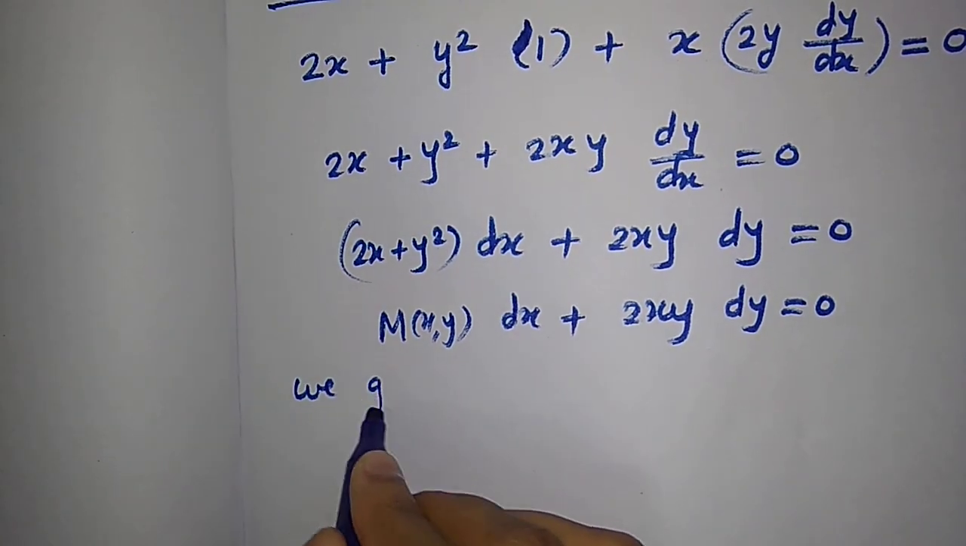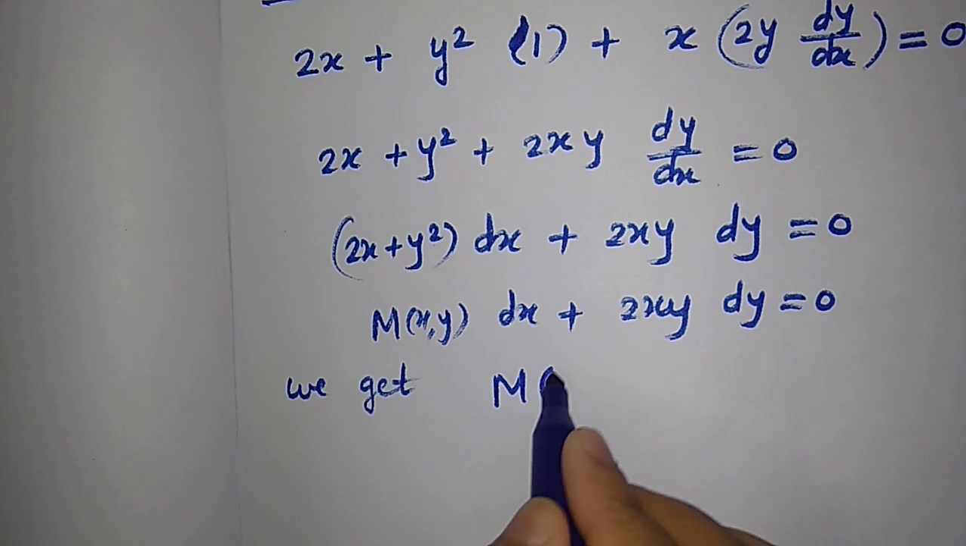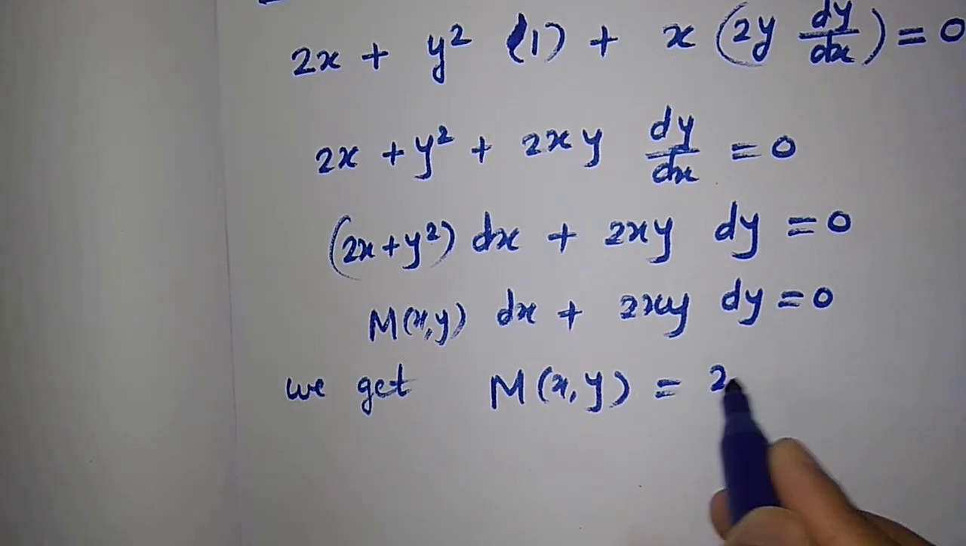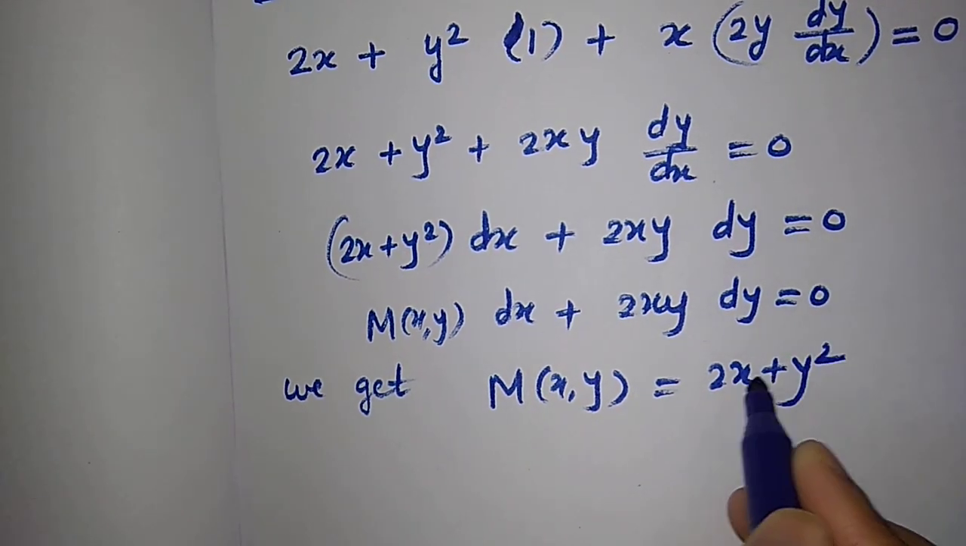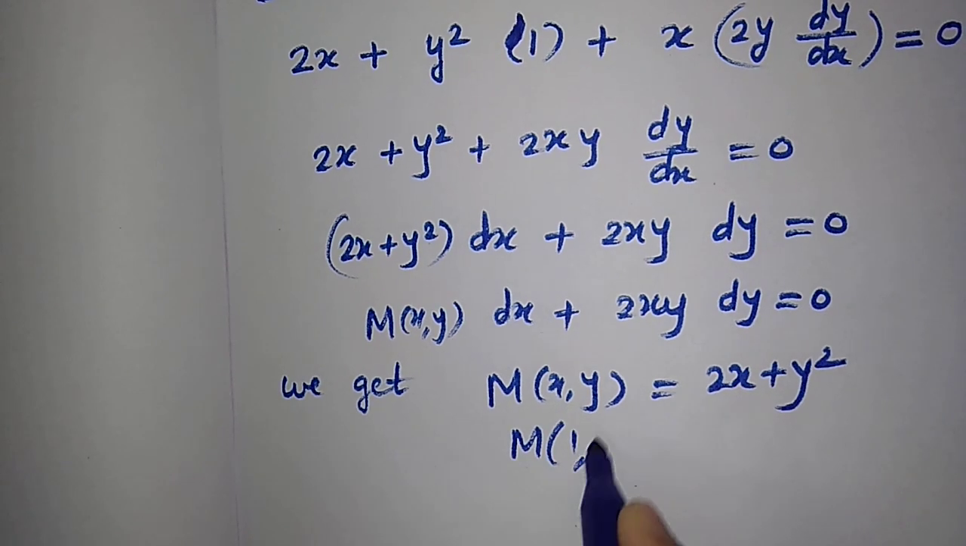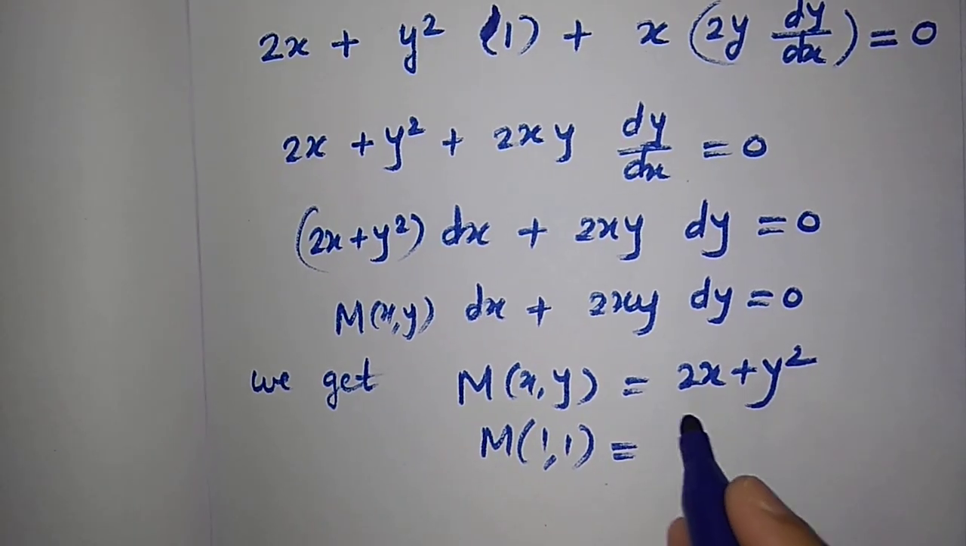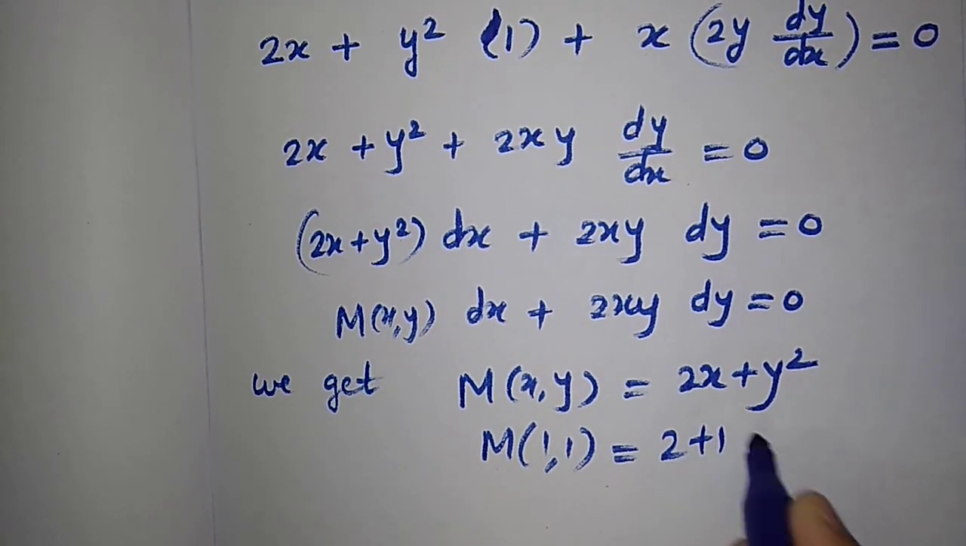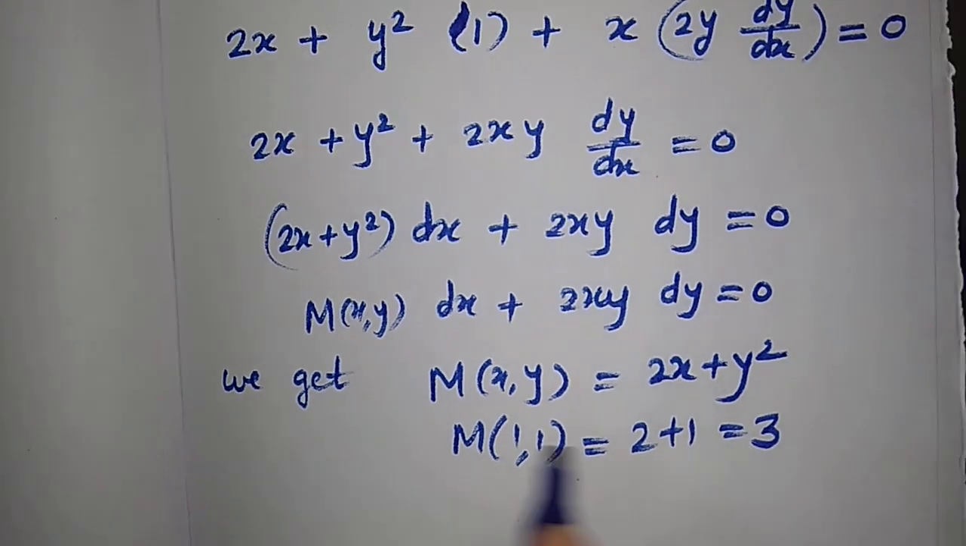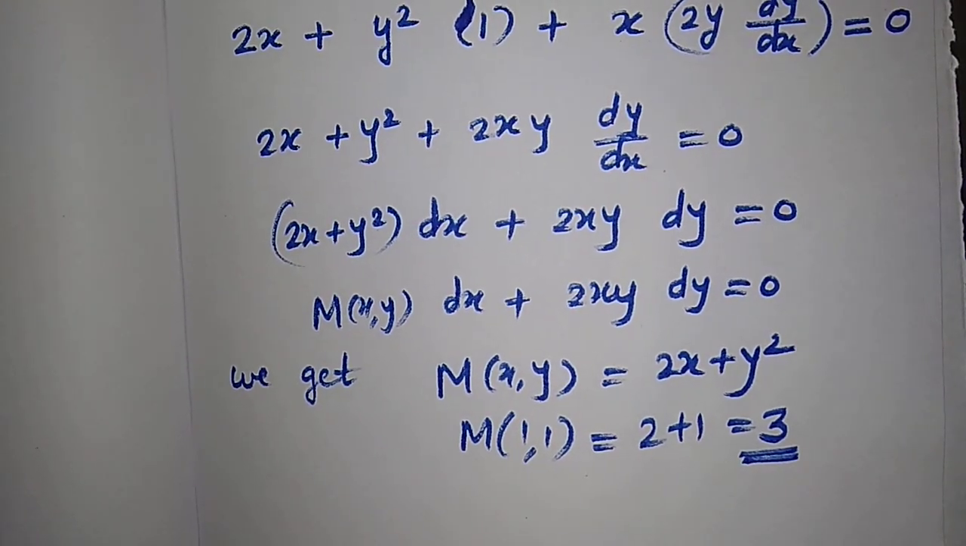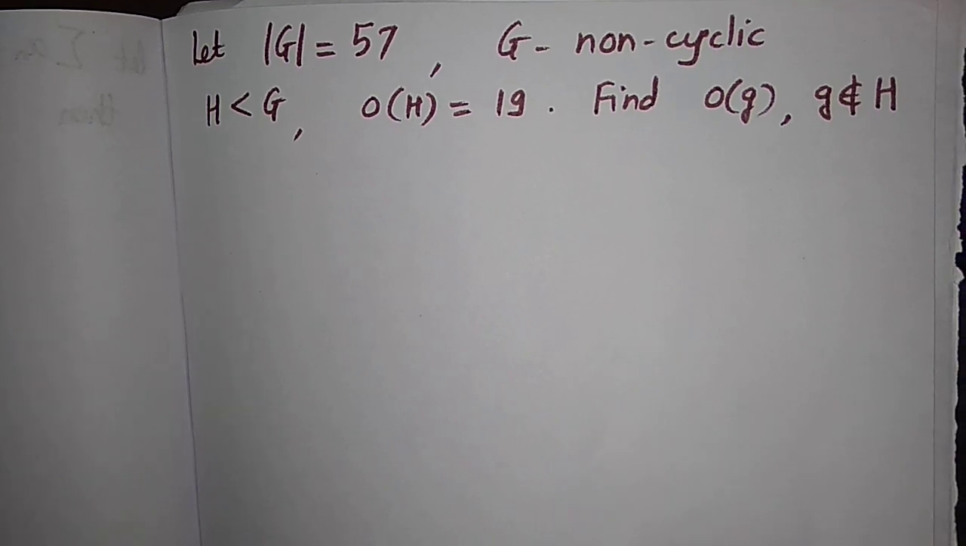We get m x y is equal to 2x plus y square. So m of 1 comma 1 is, you put x equal to 1, y equal to 1. So it is 2 plus 1, which is 3. So the answer is 3. Now let us solve another question.